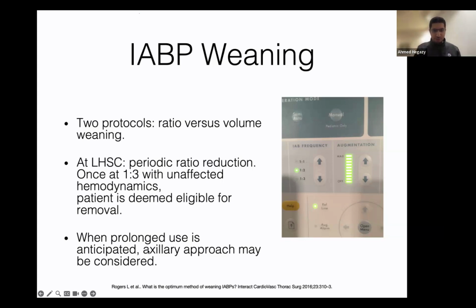When prolonged use is anticipated, an auxiliary approach may be considered, and patients can ambulate, as I said, with that auxiliary approach.